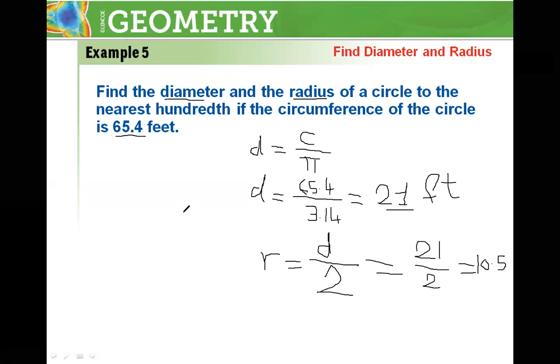So from the beginning, we start with Ziyad: find the diameter and the radius of a circle to the nearest hundredth if the circumference of the circle is 65.4. Ziyad started with the rule, then substituted and divided, and he gets approximately 21. This is the diameter. And we complete with Salman. Salman divides the diameter by 2 and gets 10.5. This is the answer of this example.